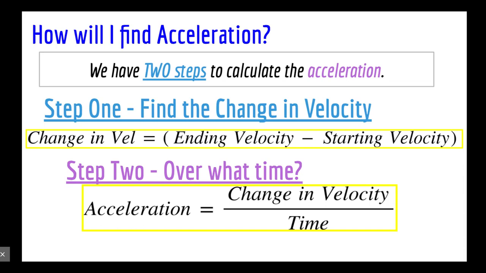We must make sure we use the correct order to get the correct sign for acceleration. Once we get our change in velocity, we go to step 2. Over what time? How long does it take in terms of time for that change in velocity to occur? Acceleration equals that change in velocity divided by time.